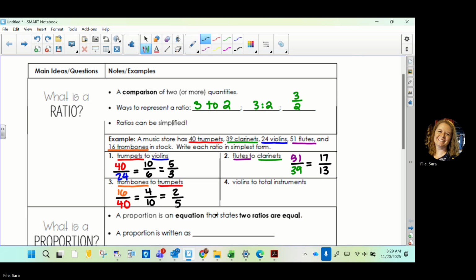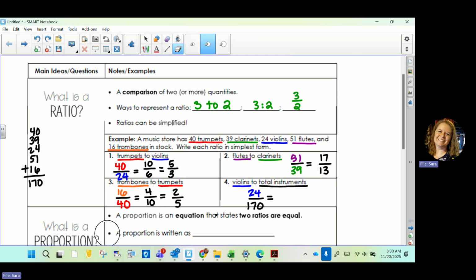Good. All right, and then last but not least, we've got violins. There was 24 of those. To the total number of instruments. So how many in total? So I have to add the trumpets, the clarinets, the violins, the flutes, and the trombones to get my total number of instruments. So if I add all of those up, let's see, that comes out to 170. So there's 170 total instruments.